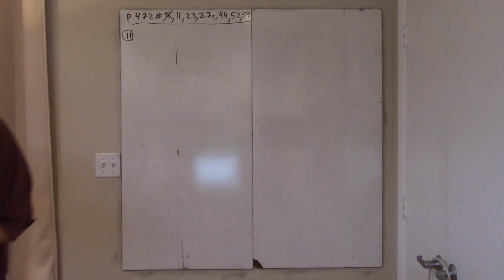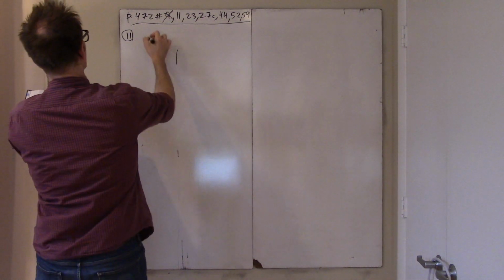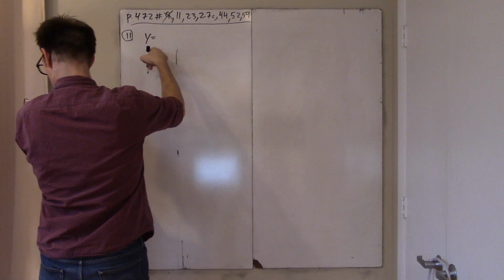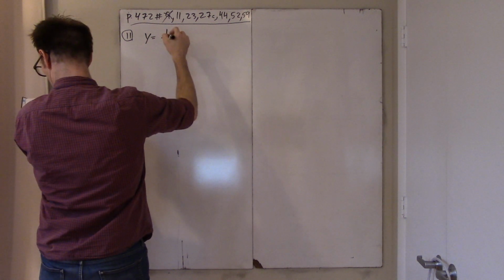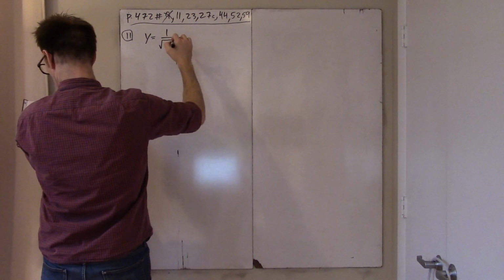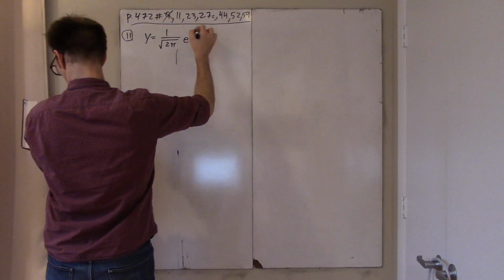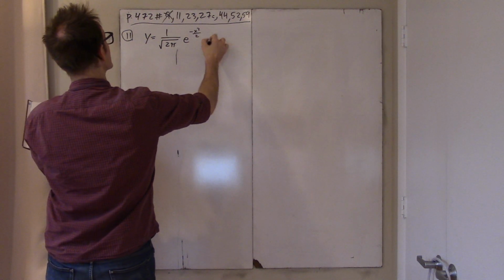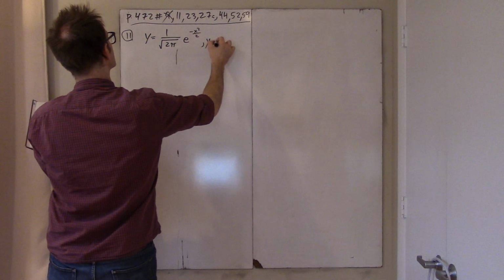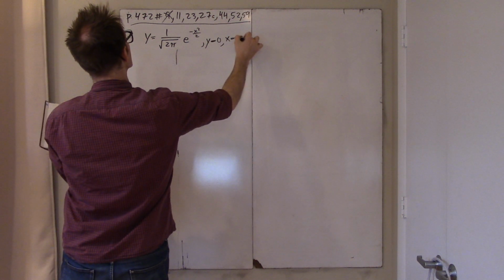Problem 11. I think this problem is a little dumb. It gives you this curve, y equals 1 over root 2 pi, and you might be thinking, come on, e to the negative x squared over 2. And then it also gives you y equals 0, x equals 0, x equals 1.